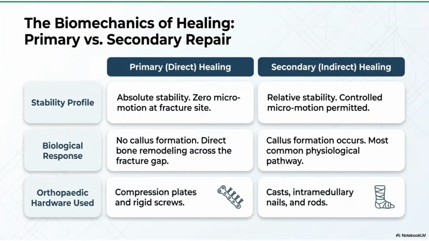We compare primary or direct healing, which requires absolute stability and forms no callus, with secondary or indirect healing. Secondary healing allows controlled micromotion and forms a callus, and is the most common physiological pathway.